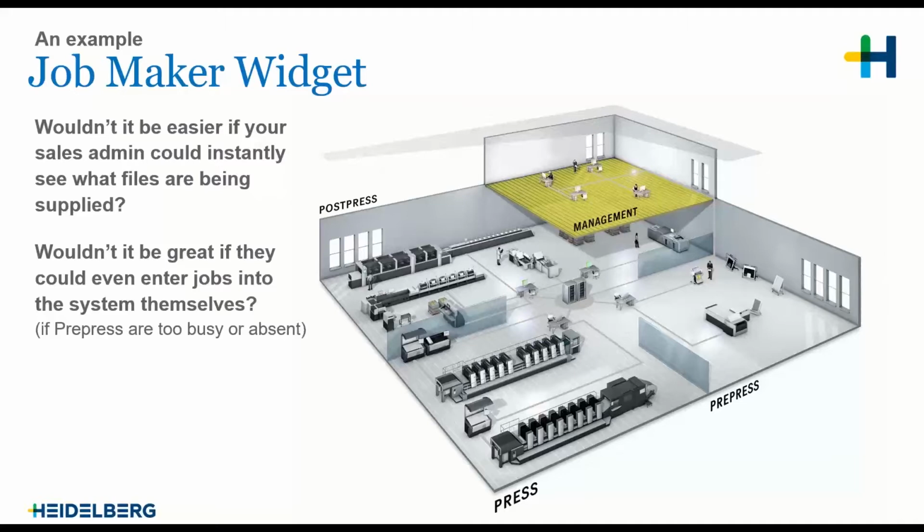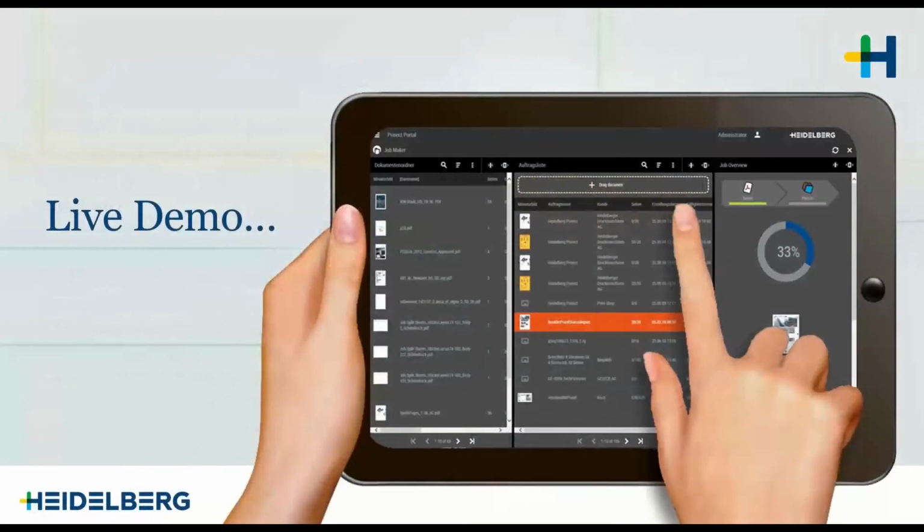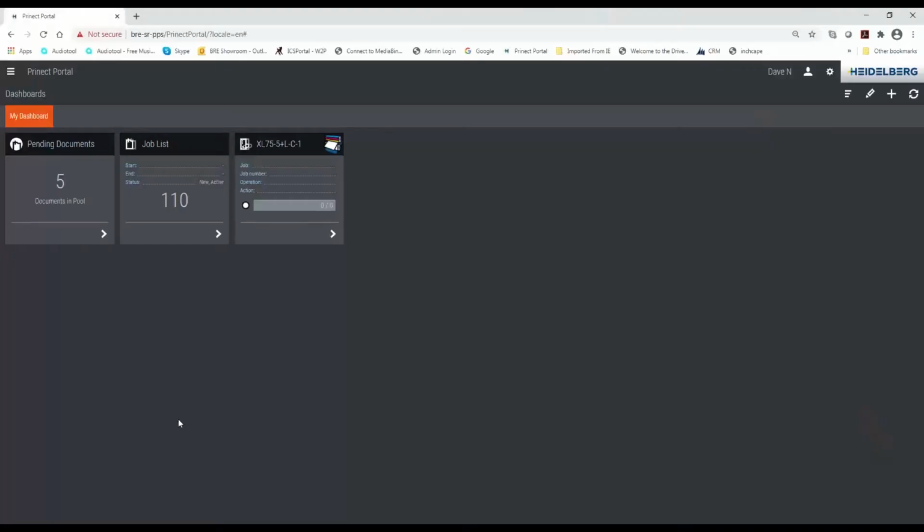Wouldn't it be great if they could either enter jobs into the system themselves, if the pre-press department are too busy, or if they're absent? And wouldn't it be great if they could see the status of their jobs in the workflow as well as on the machines in the factory? Well, I'd like to show you this by doing a live demo of Portal itself. And so to do this, I'm going to switch my screen over to my web browser now.